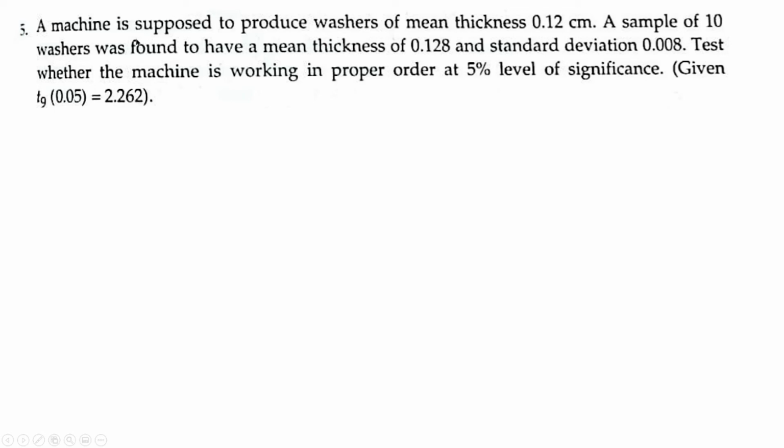So here it is given a machine is supposed to produce washer of mean thickness 0.12 centimeter. So the population mean is 0.12 centimeter. A sample of 10 washers was found to have a mean thickness of 0.128 centimeter and standard deviation of 0.008 centimeter. We have to check whether the machine is working in proper order. That is, we have to check whether there is any significant difference between this mean 0.12 centimeter and the sample mean.